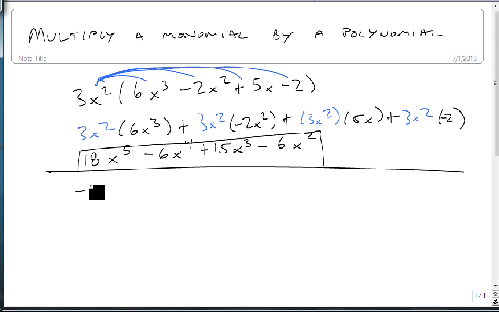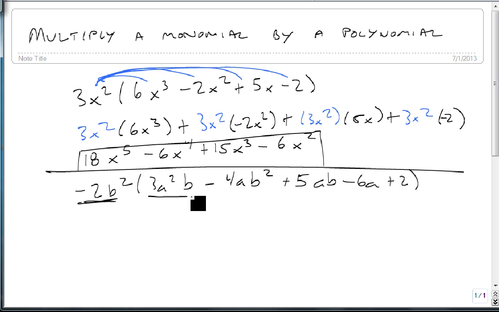What if I have a negative 2b squared times 3a squared b minus 4ab squared plus 5ab minus 6a plus 2. We do the same thing, and we can shortcut this a little bit just by remembering we're always multiplying negative 2b squared times each piece.